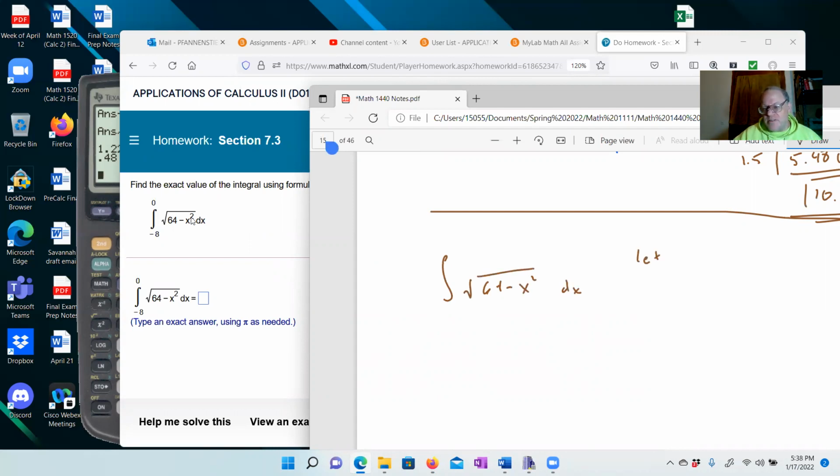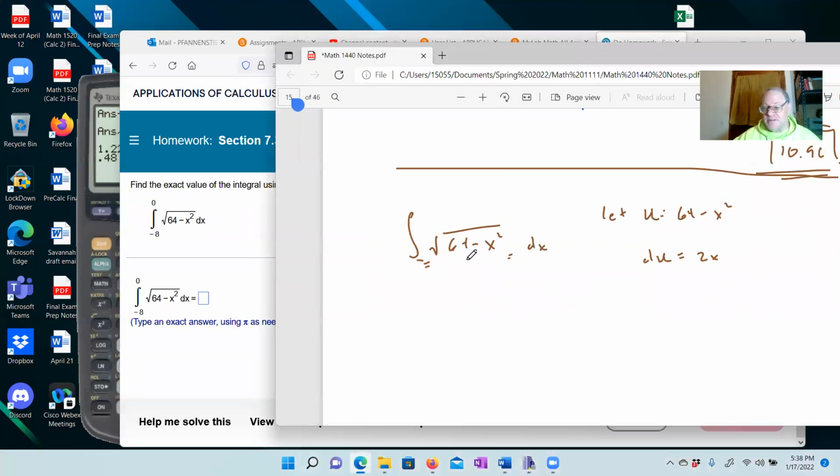If you try this, let u equal 64 minus x squared. Then du is equal to 2x. Do you have a 2x outside anywhere? No. So no matter what you pick for your u, this isn't going to quite work. Later on, there is an engineering calculus formula or technique you can employ here, triangular integration. But you're not getting to that, so we're not going to worry about it.